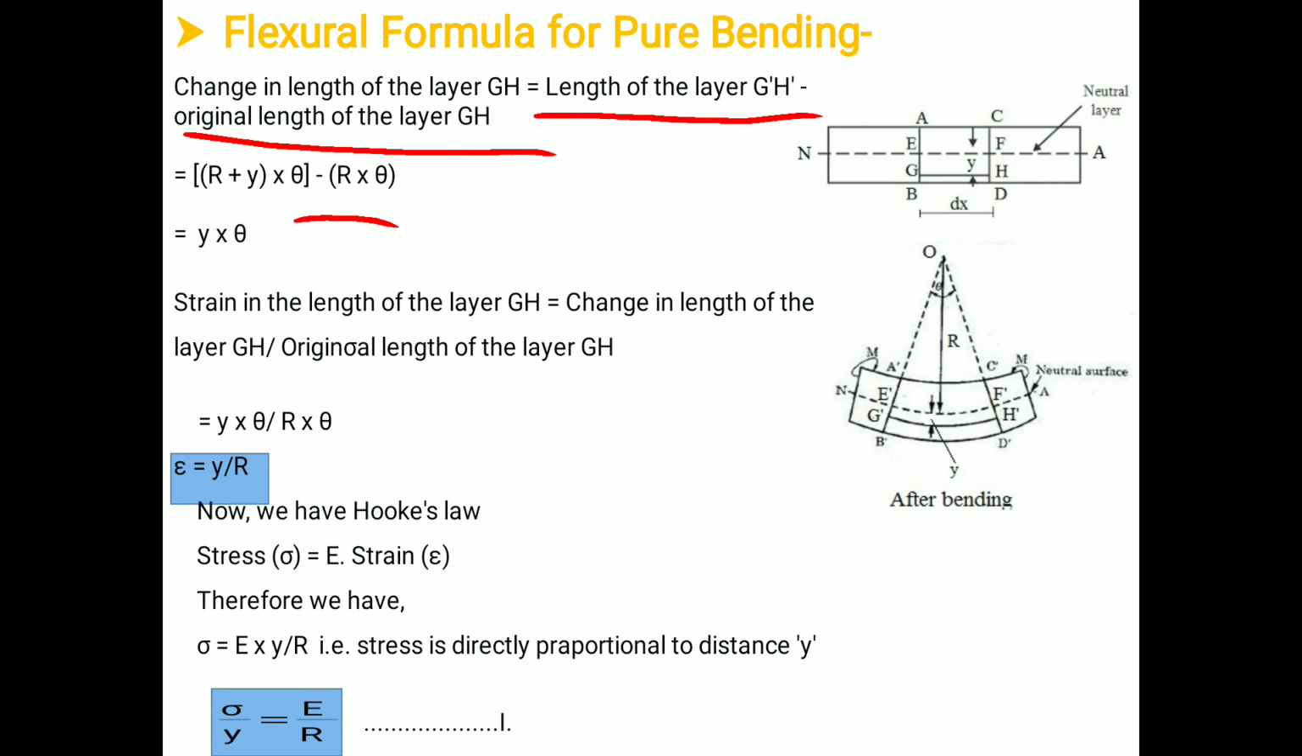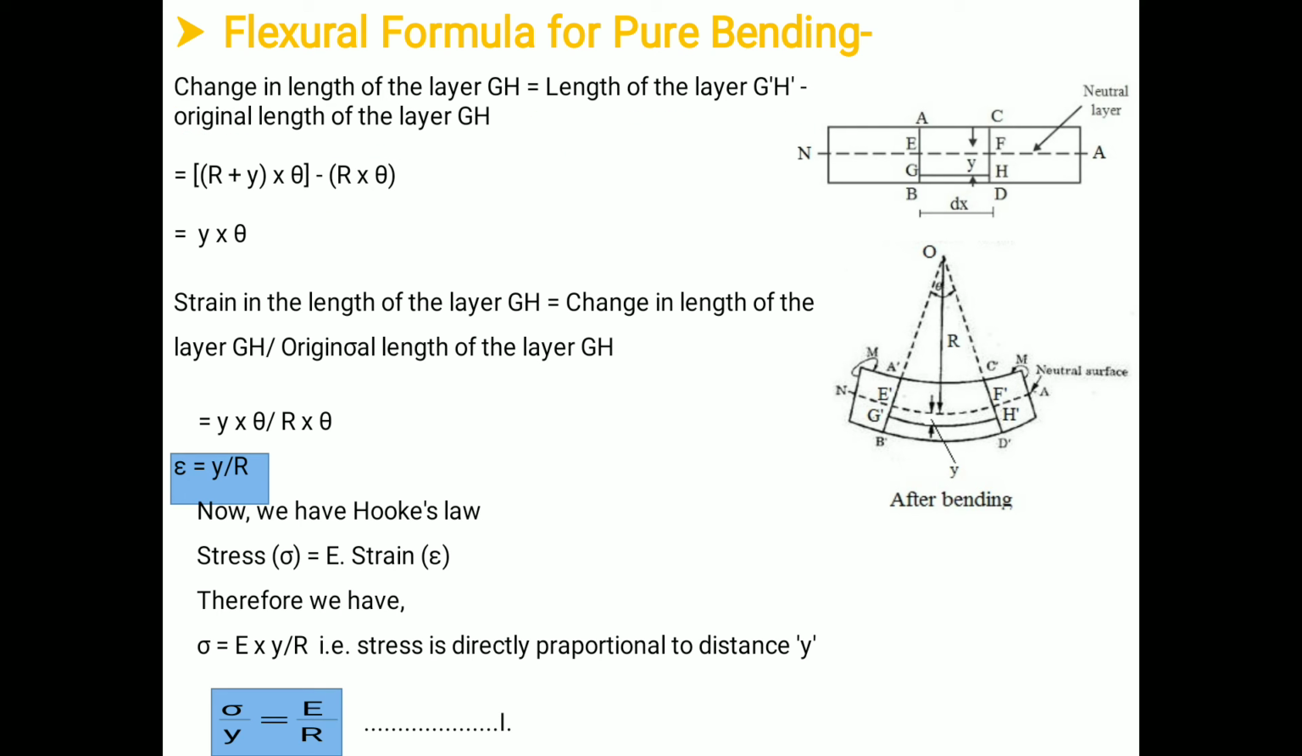Therefore, after rearranging and cancelling the same term, we have the change in length of layer GH equal to Y into theta. This is the value of change in length of layer GH, because we have concentrated on a small fiber of our beam, and for that small fiber we have to calculate the value of sigma, meaning stress, and the value of strain. So the change in length of layer GH is given by Y into theta. You have to remember this equation.